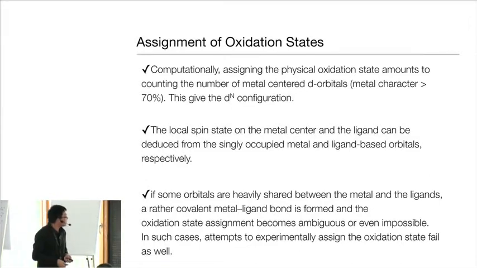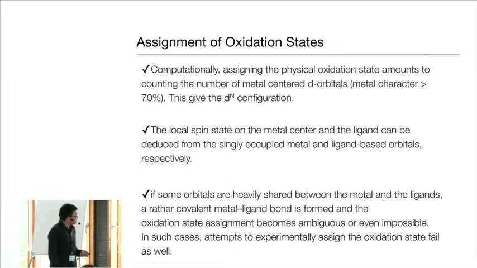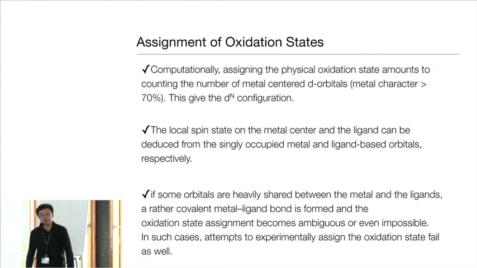That is also straightforward. The most difficult case we have met is when the bond is strongly covalent. In this case, you have half contribution from the d orbital, half from the metal center, half from the ligand. There's no way to define the oxidation state of the metal center and the ligand. And then we try experimentally to assign the oxidation state. That's also fair as well.